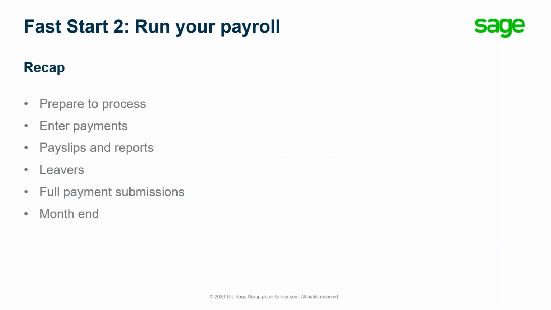So that brings us to the end of the presentation. A quick recap of the steps we've taken you through today. There was preparing to process, creating the new starters, adding absences, among other things. We went through the enter payments routine, and we had a quick look at the pension assessment. We saw how to produce payslips and reports. We updated the records and then ran the leaver wizard. We did our FPS submission, and we finished there with the month-end tasks.